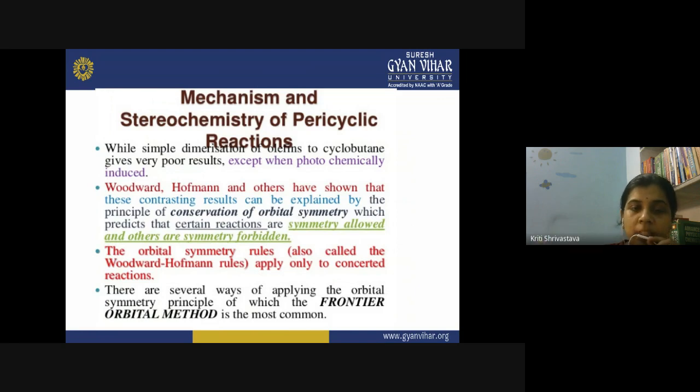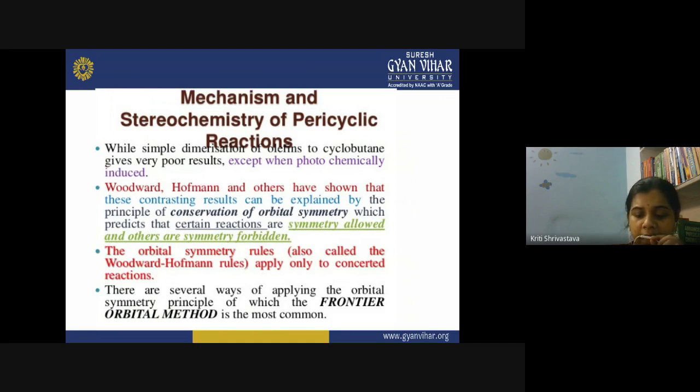So how was this term introduced, how did the scientists discover the entire new category of reactions? There were some scientists, Woodward, Hoffman, and so many others. They have shown that these contrasting results, like the reaction is feasible in case of light and not possible in case of heat, or it is possible with heat and not possible in photochemical condition. So why is it so? These contrasting results can be explained by the principle of conservation of orbital symmetry.